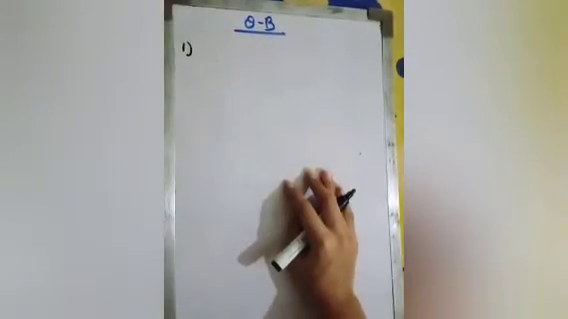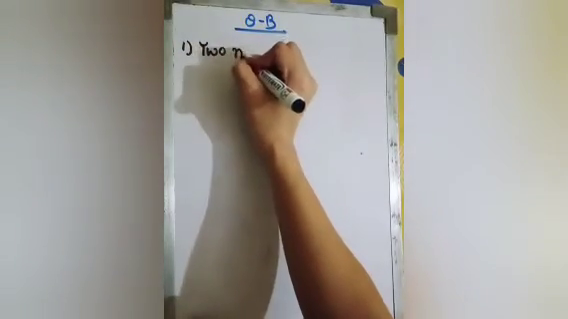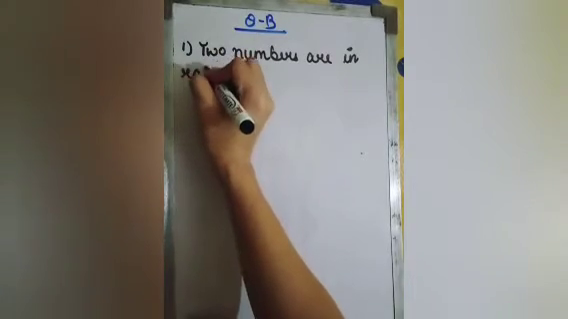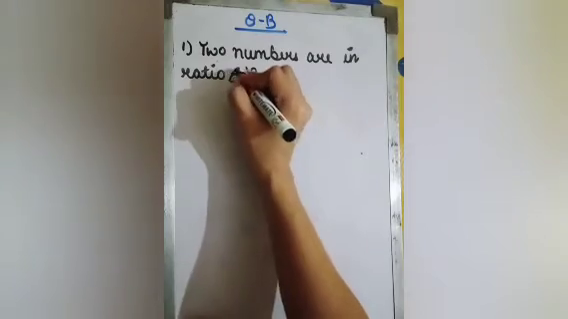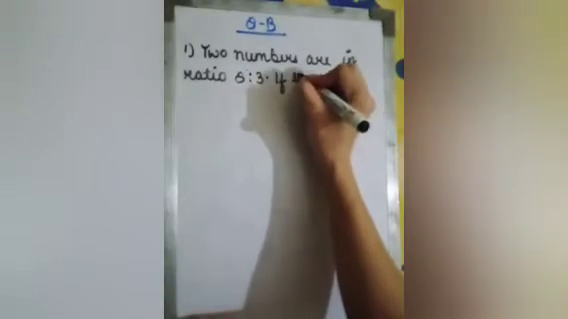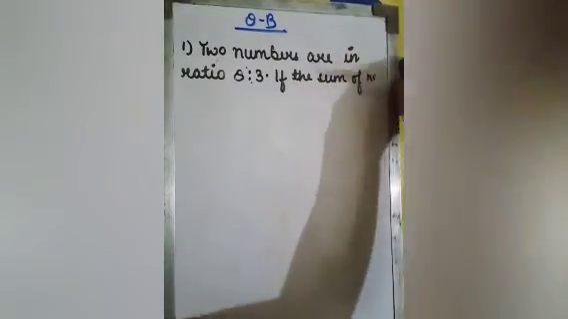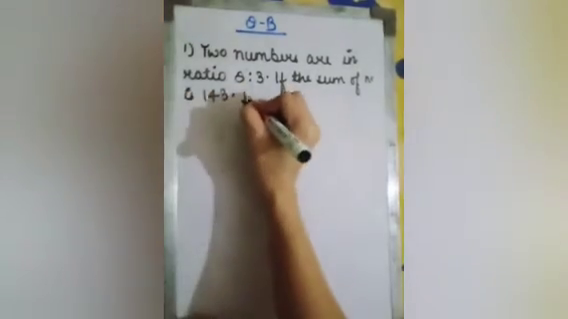Question number 1 says two numbers are in ratio 8 is to 3. There are two numbers and their ratio is given, that is 8 is to 3. If the sum of the numbers is 143, we have to find the numbers.